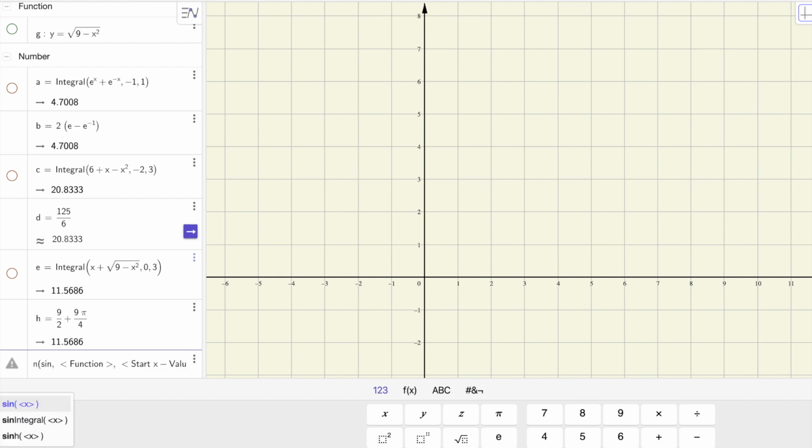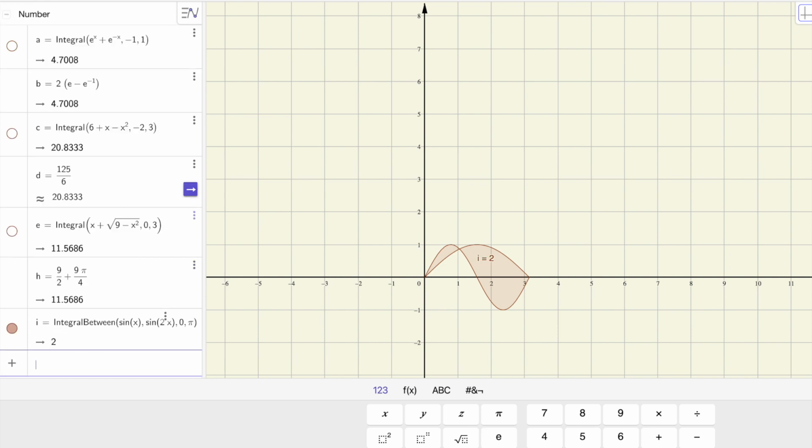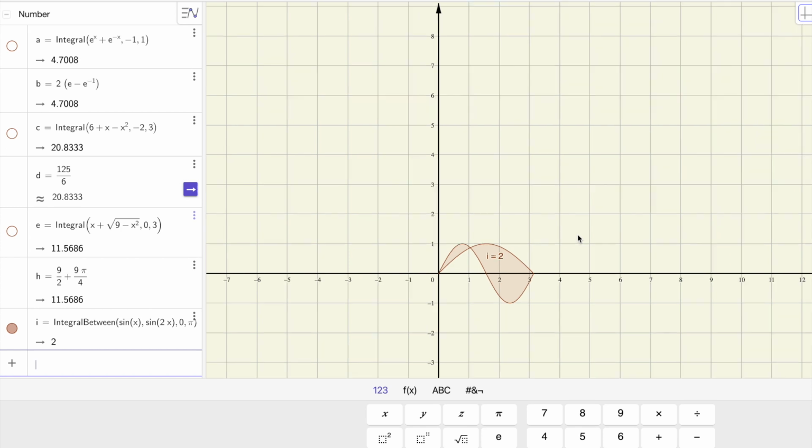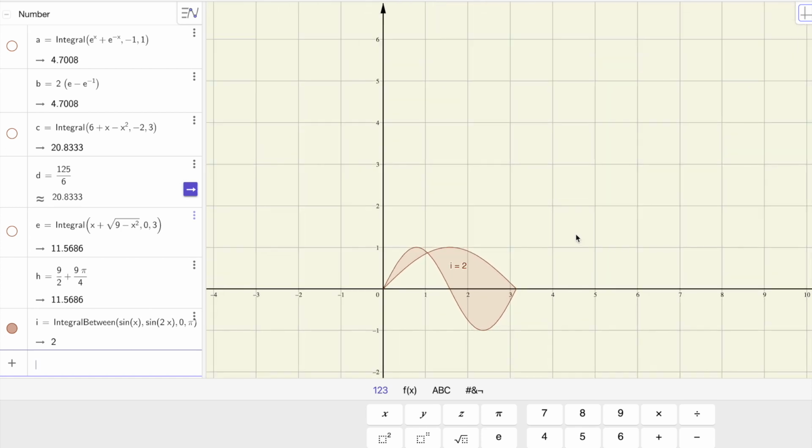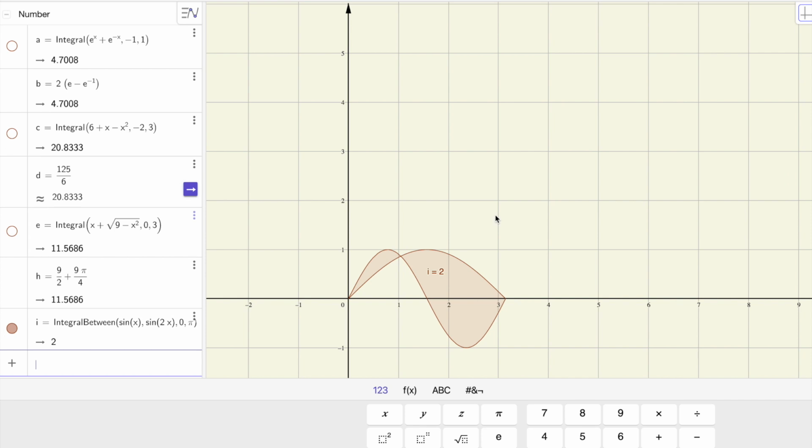So it is sine of x, and then the other one is sine of 2x, and the starting value is 0. Of course, I need to give the final value as well, so the final value is pi. Okay, so this is exactly what we were looking for, but the answer is 2. Why? What I got was 2.5, so I have to go back and recalculate things.